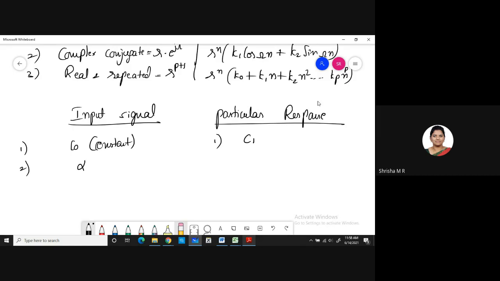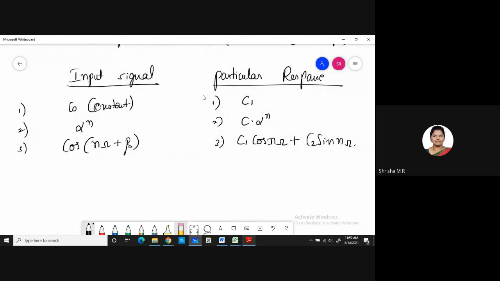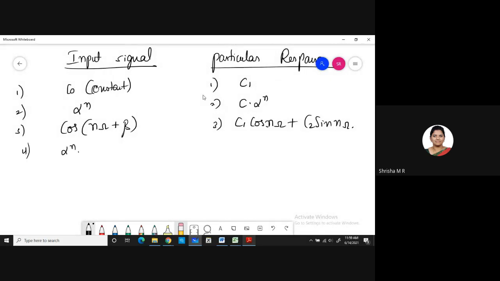Then if your input signal is alpha to the power of n, the particular response will be C into alpha to the power of n. Next you have cos of n omega plus beta as your input signal, then the particular response structure will be C1 cos n omega plus C2 sin n omega. Next, if your input signal is alpha to the power of n into cos of n omega plus beta, then your particular response will be of the form alpha to the power of n, C1 cos n omega plus C2 sin n omega. These things are all there in the textbook. I am doing the same.